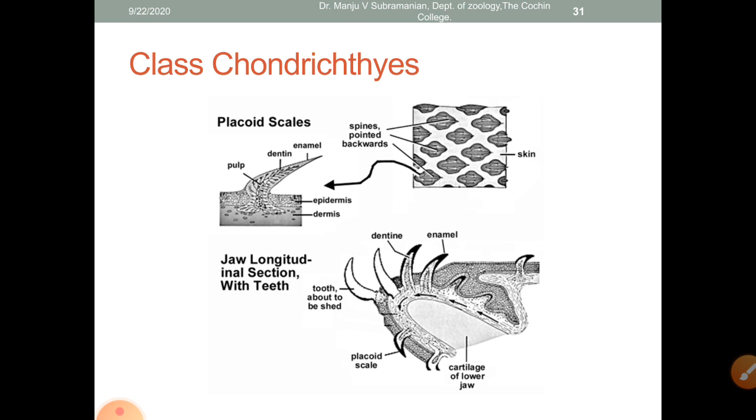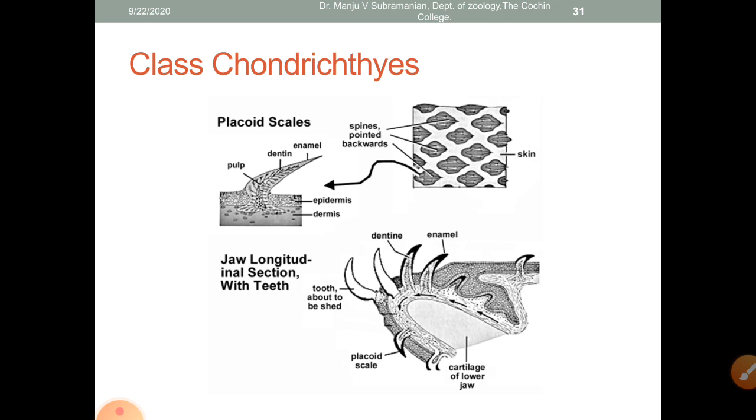Once again, the placoid scales are seen in cartilaginous fishes, which belong to the class Chondrichthyes, and they are also called dermal denticles. The structure is similar to that of a tooth. When we take a longitudinal section of a tooth, it has a central pulp cavity surrounded by dentine and followed by an enamel portion, and the enamel is also called vitrodentine.